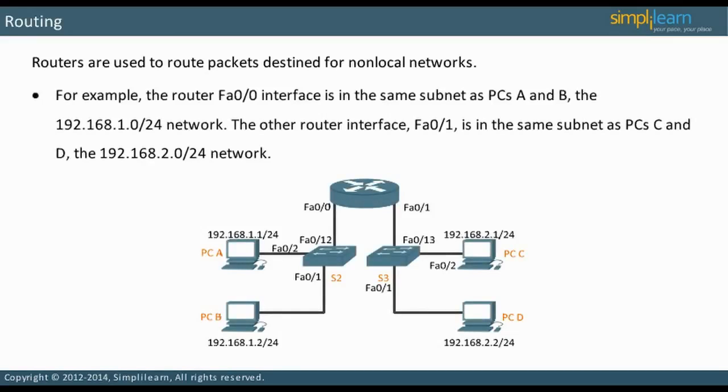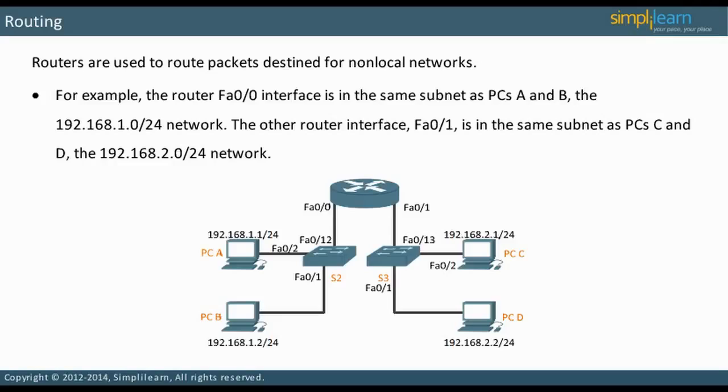In this topology, data exchanged between PC A and PC B is handled by the switch. Likewise, data exchanged between PC C and PC D is handled by the switch. But a router is required to route packets between the PCs on the left and the PCs on the right. Routers are used to route packets destined for non-local networks.